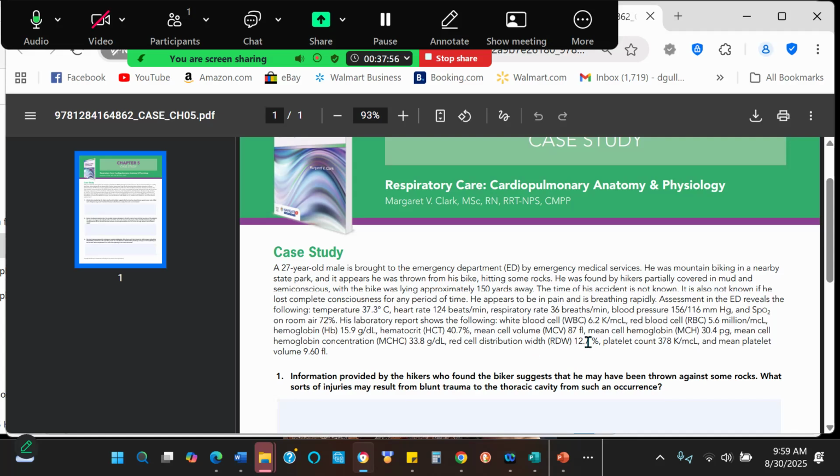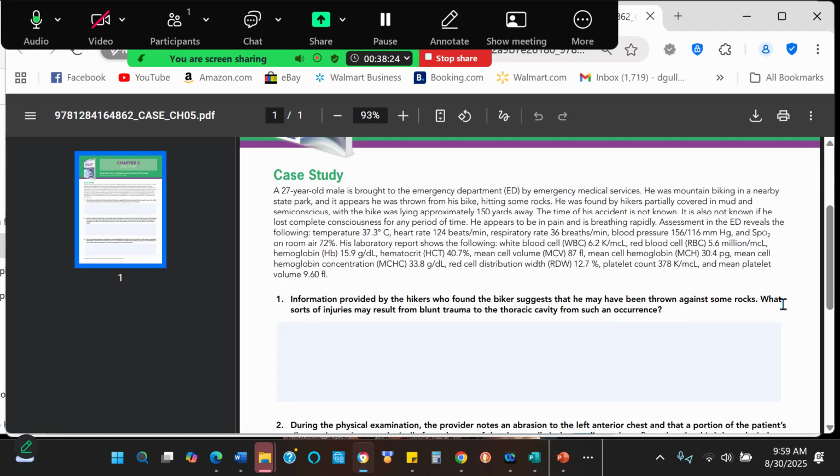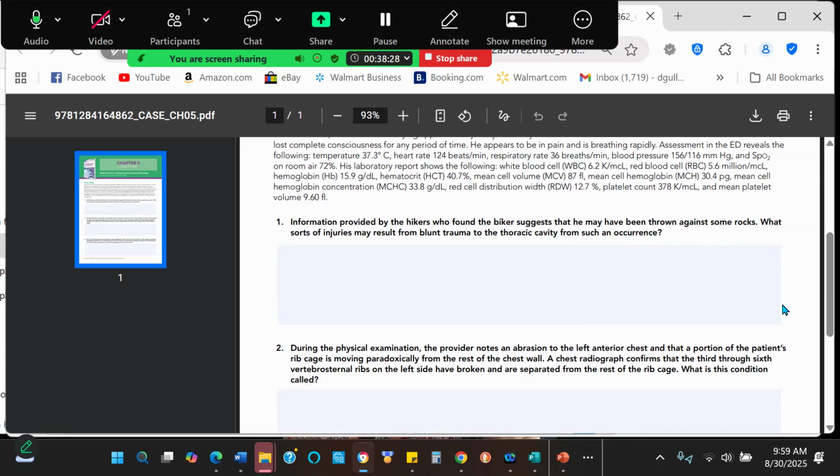Lab report, white cells 6.2, that's okay. Red cells 5.6, hemoglobin 16, that's good. Hematocrit 40.7. Okay. Mean cell volume, mean cell hemoglobin. So you're going to have to look up a bunch of things here to understand what all these mean. Platelets 378. Okay. So there's a lot of CBC data there you're going to need to study in order to understand this case. Information provided by the hikers who found the biker suggests he may have been thrown against some rocks. What sorts of injuries may result from blunt trauma to the thoracic cavity from such an occurrence?